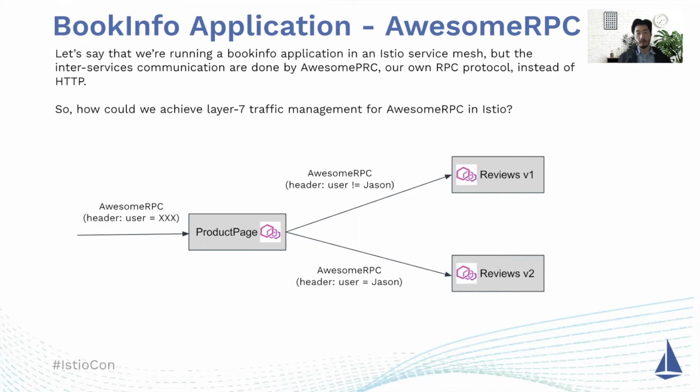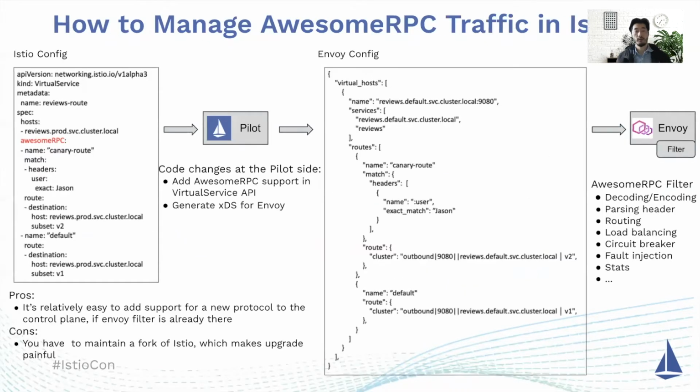For example, how to route the traffic to different versions of the view services based on the user lane in the request header, like this diagram shows. The most straightforward way is to directly change the Pilot code to add OpenRPC support to Istio. In order to route the traffic, first we need to support the OpenRPC protocol in the virtual service CRD.